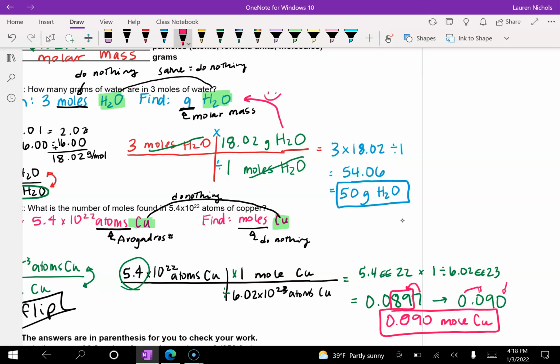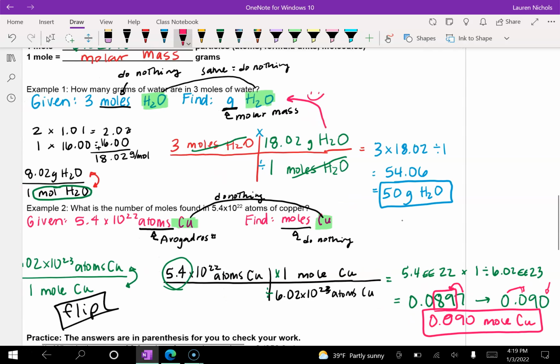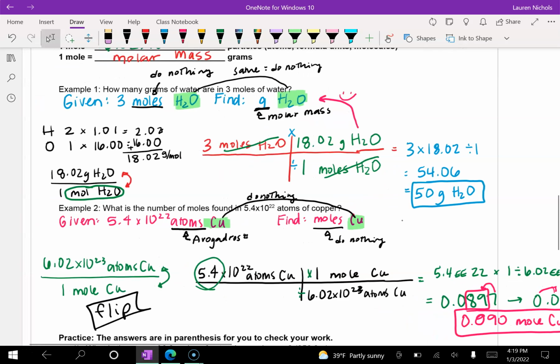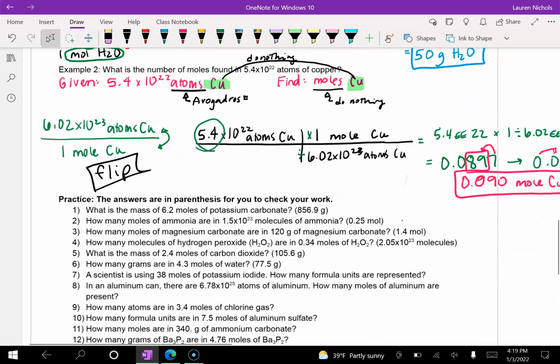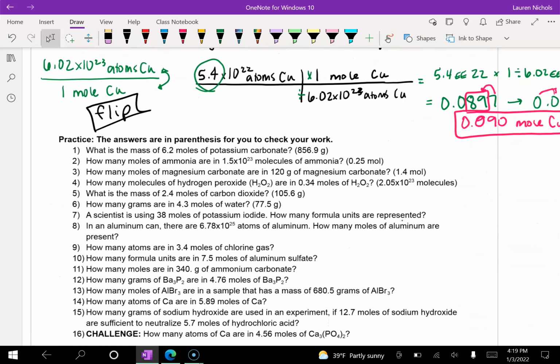And so you can use both molar mass and Avogadro's number in dimensional analysis. It just depends on what your question is asking you for. You've got some practice problems here. Make sure you're converting the name to the formula correctly. The first several ones have the answers in parentheses, that way you can check your work and build up your confidence a little bit.